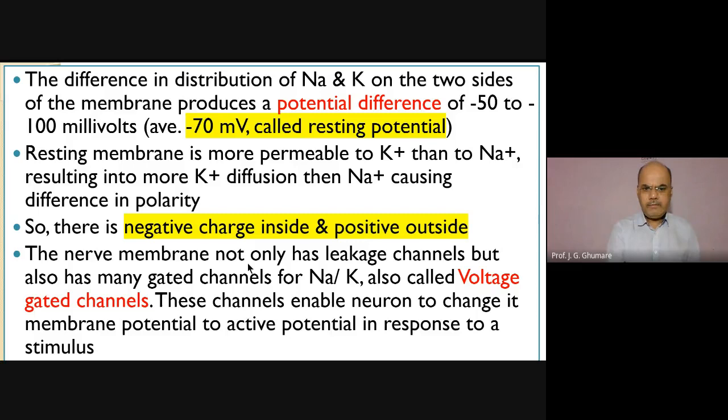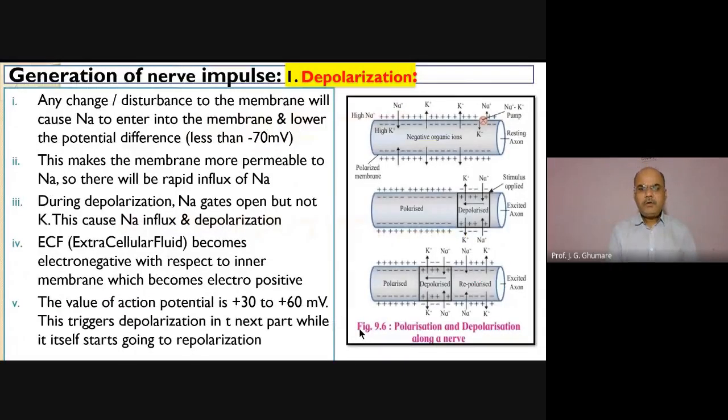This is called a resting stage, remember. Okay. The nerve membrane not only has leakage channels but also many gated channels for sodium and potassium. These are called voltage gated channels. These channels enable the neuron to change its membrane potential in response to a stimulus, remember. So in addition to the sodium potassium pump, we have some voltage gated channels that work for the exchange of these ions, remember.